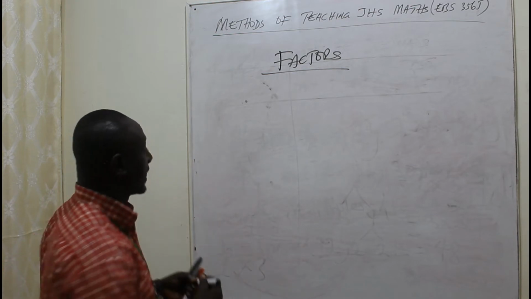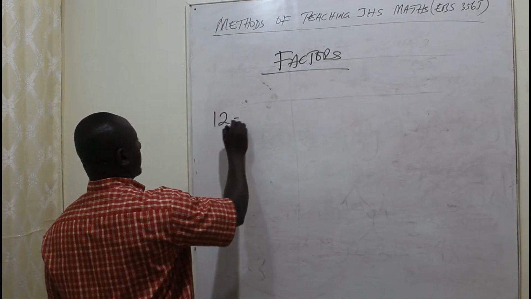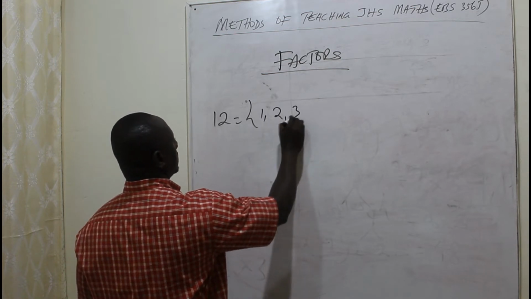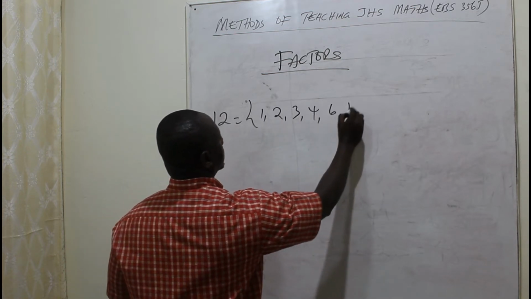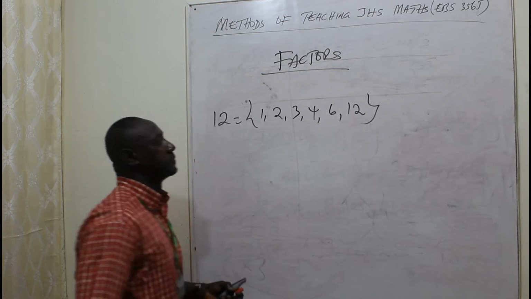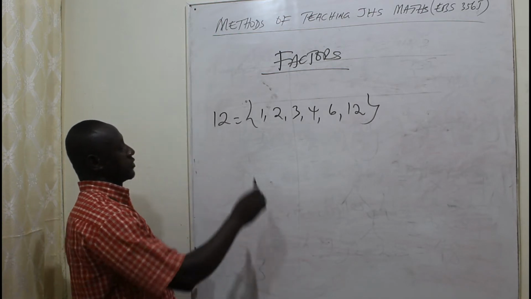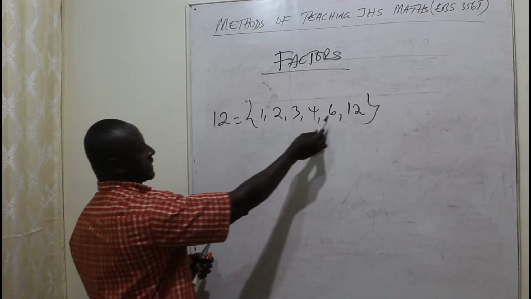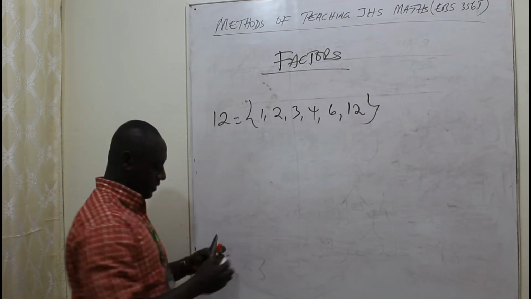And so you will notice that if I have the number 12, the factors are 1, 2, 3, 4, 6, 12. So I have 1 times 12 is 12, 2 times 6 is 12, 3 times 4 is 12.